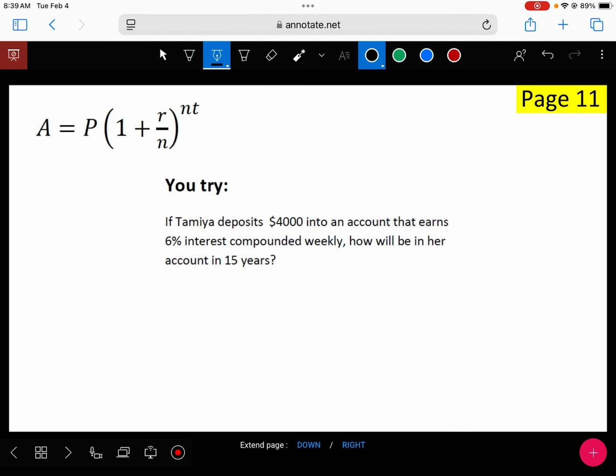All right, last question. I want you to try to do it on your own. So we got Tamaya. Tamaya put in $4,000, so that's P, into an account that earns 6% and is compounded weekly, and we want to know how much money she'll have after 15 years. So I want you all to try to set it up on your own, and then I'm going to come around and check your answers shortly.